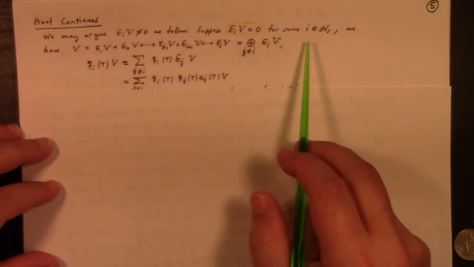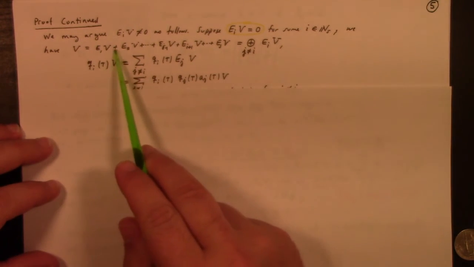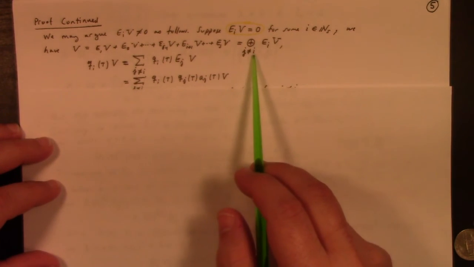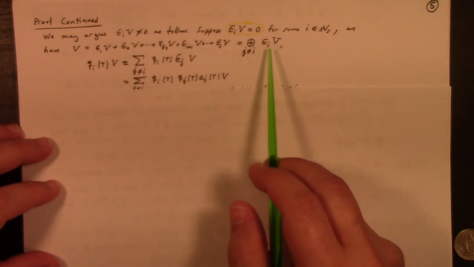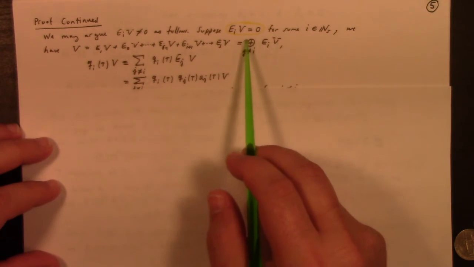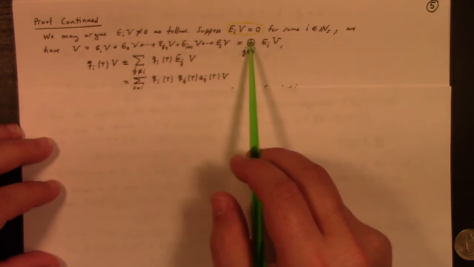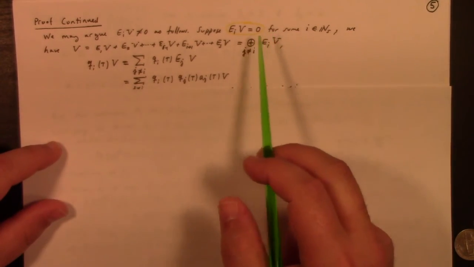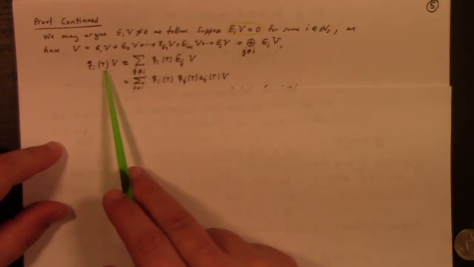Well, then V is the sum of everything except for this, right? So the sum over j not equal to i of E_j V. I don't need this circle here. That's not needed. I would white it out, but I don't have any white out with me. Oh well. So here it is. Check out what that means.